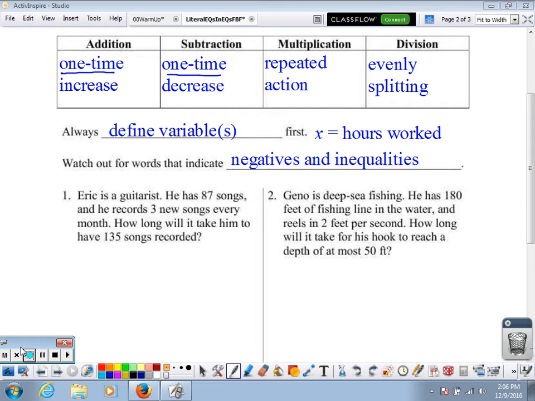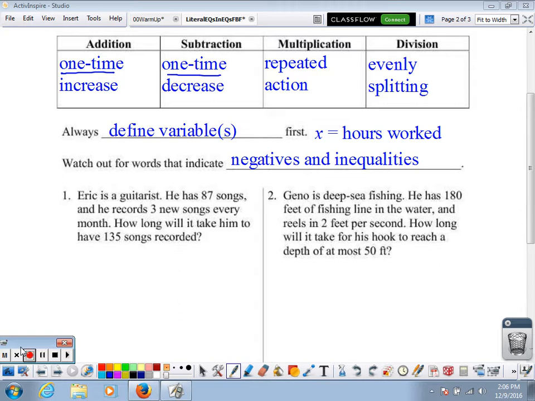And when we're writing our equation or our inequality, we're watching out for words that mean negatives or words that tell us we should use an inequality. When we're writing our equations, that's what we want to write. We want to use an equal sign. But there are some words that would indicate that we're using an inequality. What are some of those words or phrases that might indicate we're using an inequality rather than an equation?